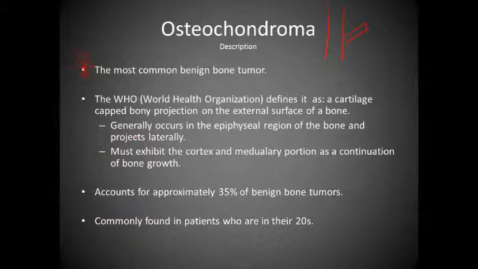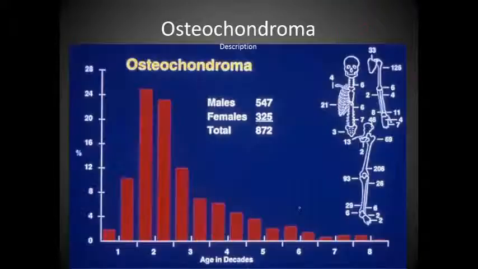It must exhibit the cortex and medullary portion as a continuation of bone growth. So there is not going to be a differentiation between the two bones, but it's going to appear as just a bony growth. It accounts for approximately 35% of benign bone tumors, and is commonly found in patients who are in their 20s. So it's not uncommon to find patients in their 20s having an osteochondroma.